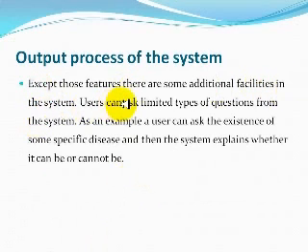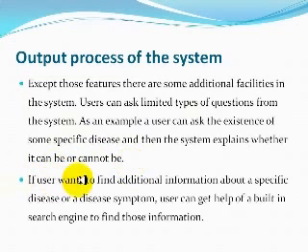Except those features, there are some additional facilities in the system. User can ask limited types of questions from the system. As an example, a user can ask the existence of some specific disease and then the system explains whether it can be or cannot be. If the user wants to find additional information about a specific disease or a disease symptom, the user can get help of a built-in search engine to find that information.